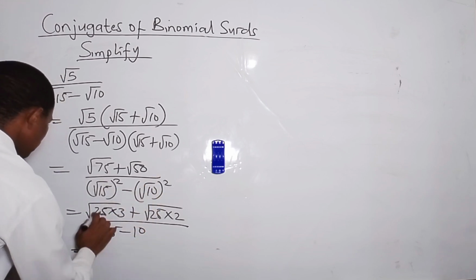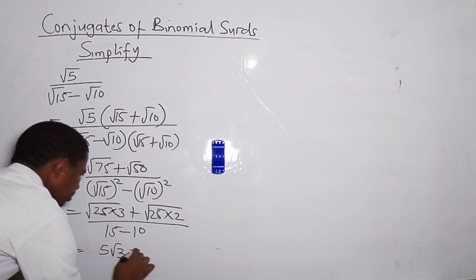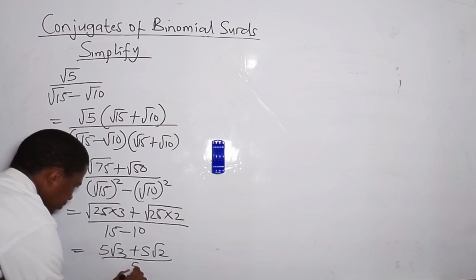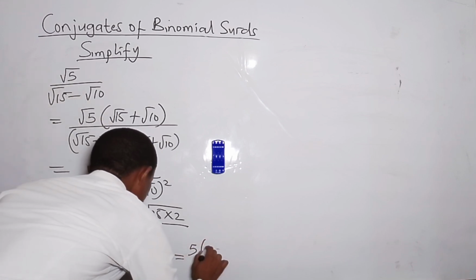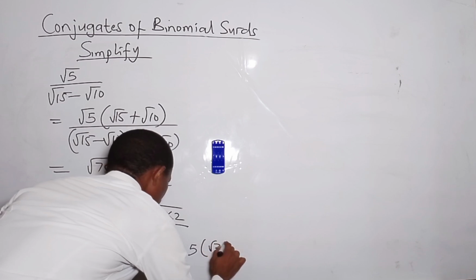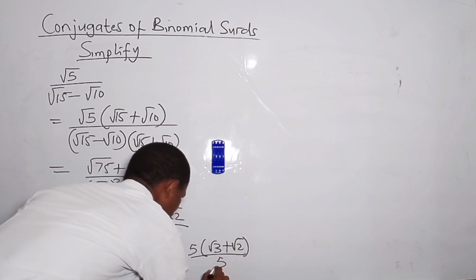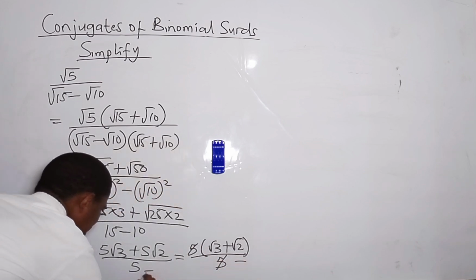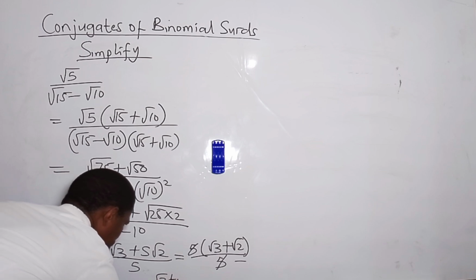So what do we have? We have the square root of 25 is 5. We have 5 root 3 plus 5 root 2 over 5. This will give us 5 into bracket root 3 plus root 2 over 5. Then we call this our final answer, which becomes root 3 plus root 2.